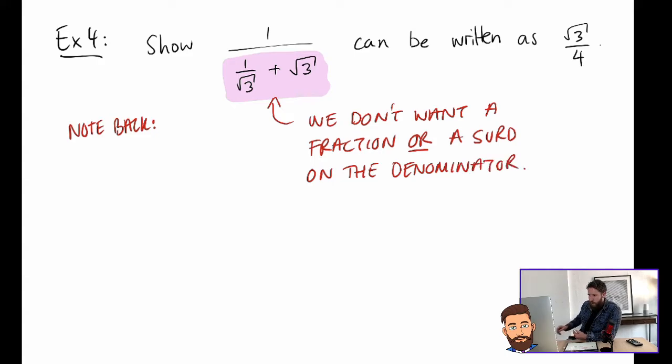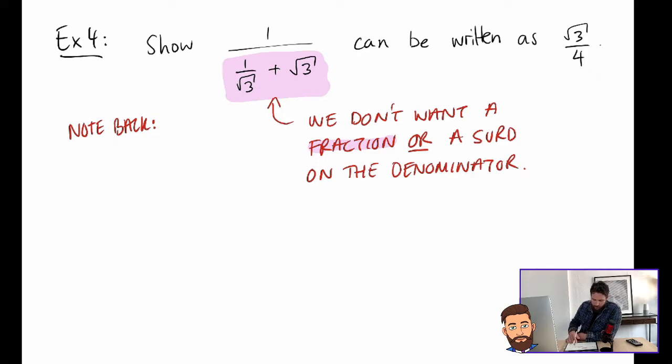So our first problem we've got here is the fraction. That is the first problem. We definitely don't want a fraction on the bottom of this denominator. And then further to that, we don't want a surd either. We know how to get rid of a surd, but at the very moment, we don't actually know how to get rid of a fraction, because our usual technique won't necessarily work.